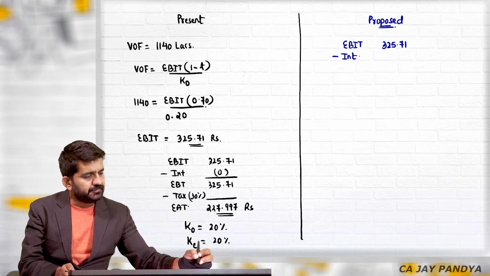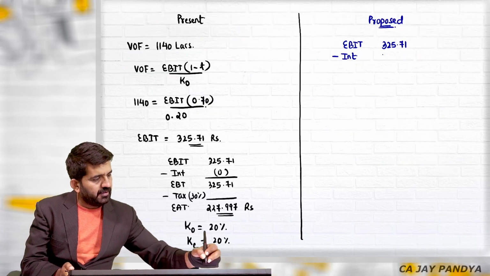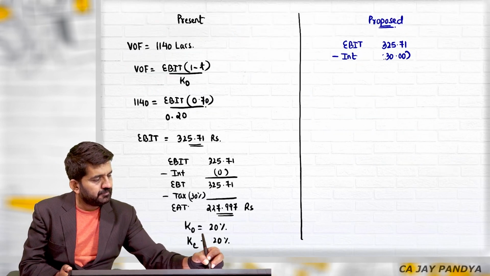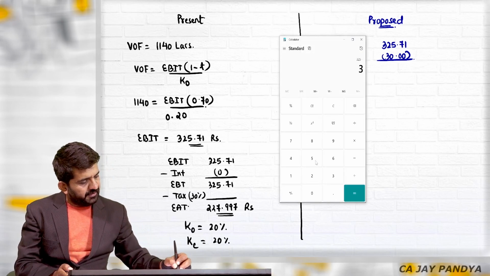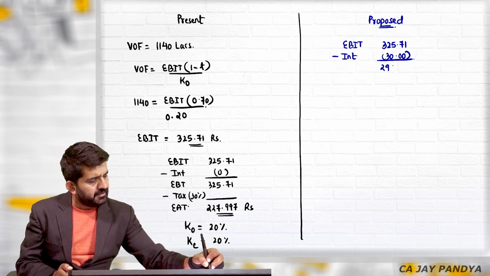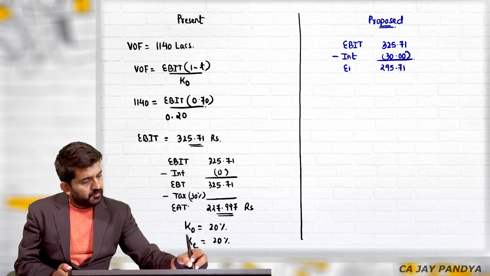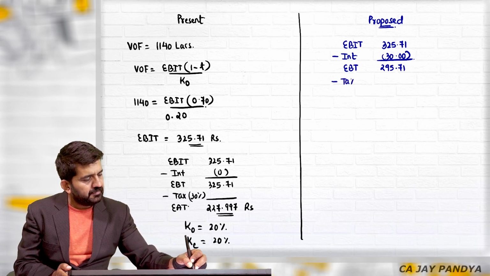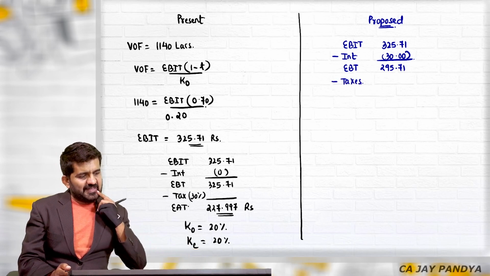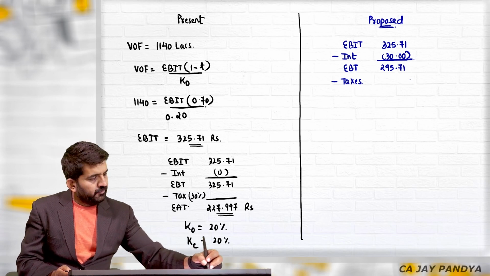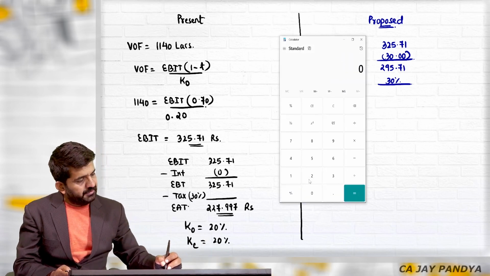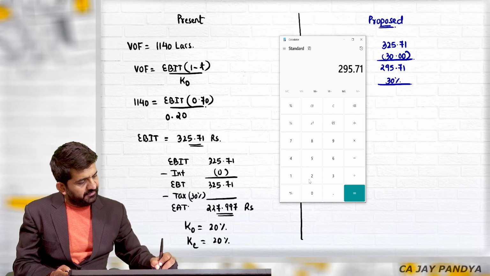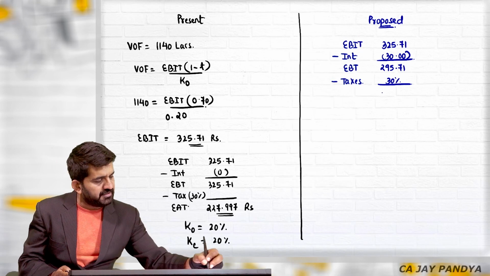Minus interest. Now it will be 30 lakhs. The answer will be 325 minus 30, which is 295.71, which will be EBT. Minus taxes, which will be 30%. So the remaining will be 70%. 295.71 multiplied by 70% is 206.997.